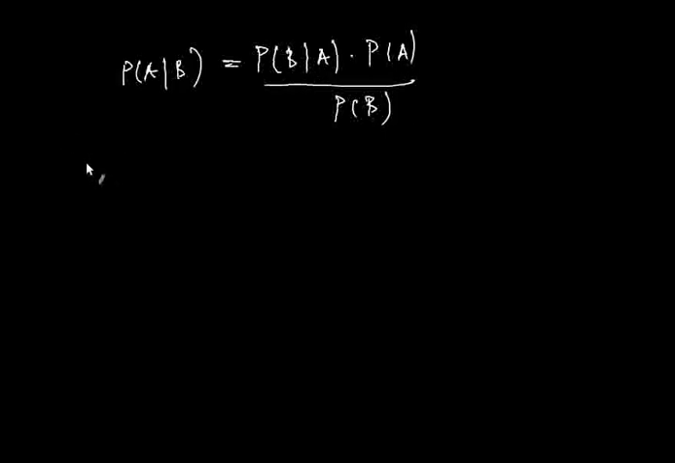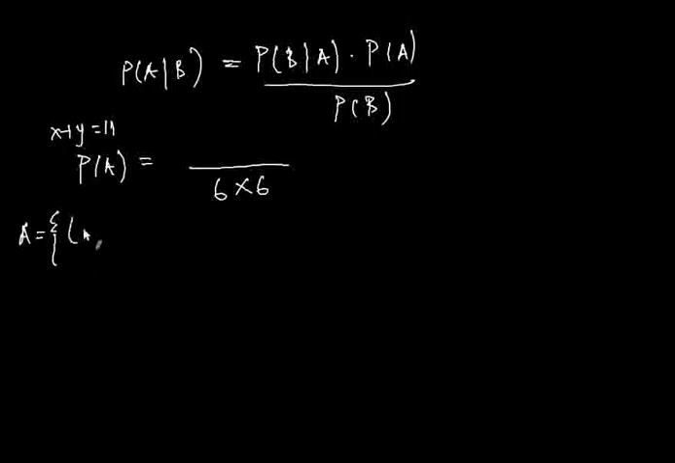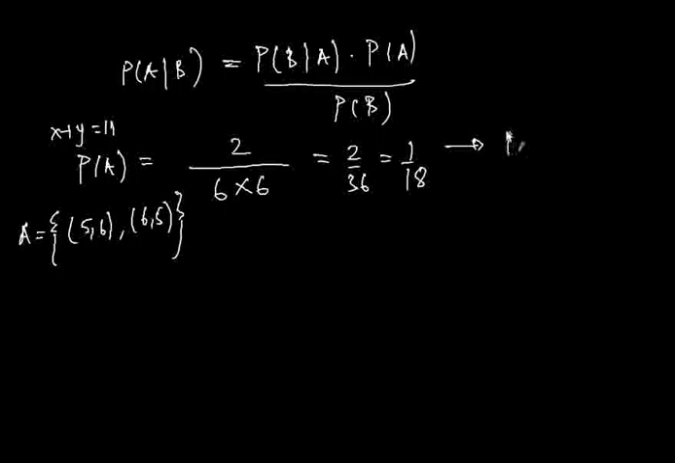So what's the probability of A equal to? A was the event that x plus y has to be equal to 11. If you roll the dice twice, then how many possible outcomes are there? There's 6 possible outcomes in the first roll and 6 possible outcomes in the second roll. But as we said, A is only made up of these two elements, (5,6) and (6,5). These were the only two outcomes that are favorable to A. So we got only two possible favorable outcomes, which means this is 2 divided by 36, which turns out to be 1 by 18. So probability of A happening is 1 by 18.